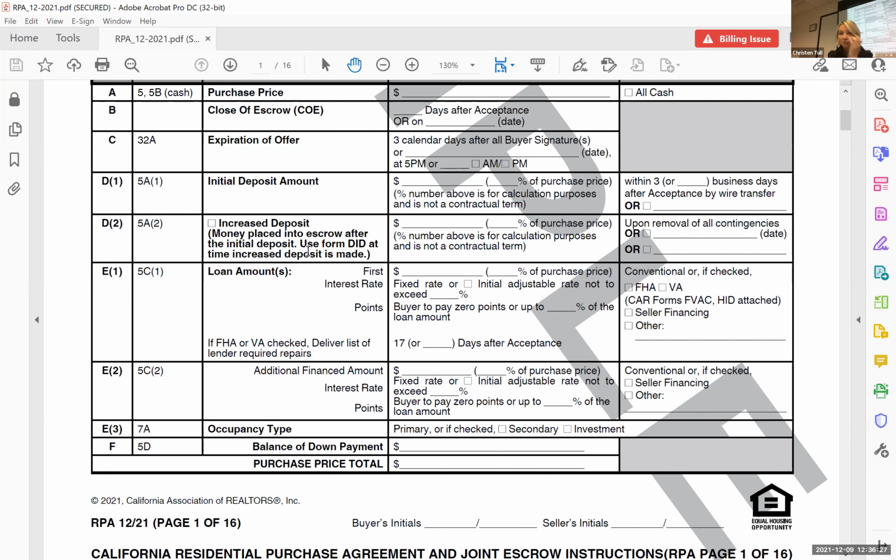Yeah, the increased deposit, you said, what percentage is that? Usually 3%, but you can write whatever you want in it. You can write a flat dollar amount, you can write a percentage. It's an additional 3%, or whatever you want to do. What's typical? There's no typical.